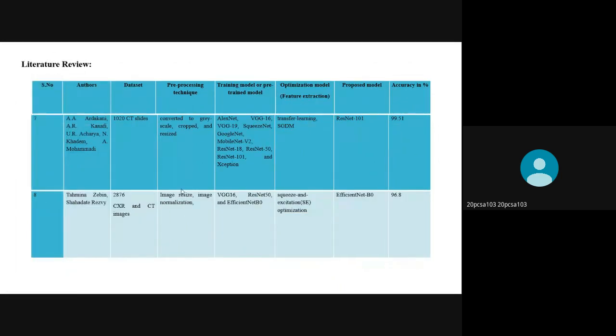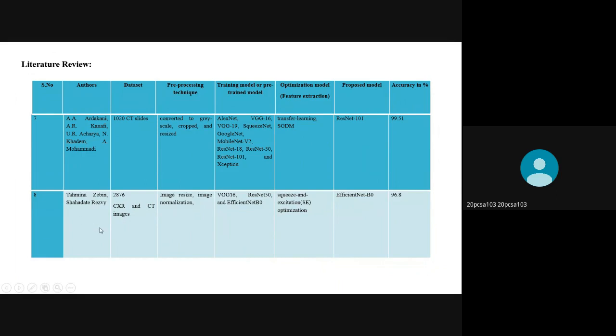In the seventh paper, the author compares 10 different CNN models. The data set has 1020 CT slides. The RGB images were converted to grayscale images and then cropped and resized. The 10 models are compared to choose the best one, and transfer learning is used to optimize the features. Among all these 10, ResNet 101 has the highest accuracy of 99.51%, and it also provides high sensitivity and low specificity.